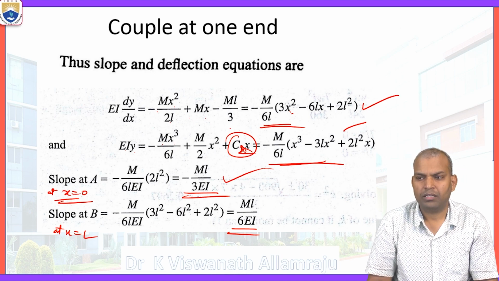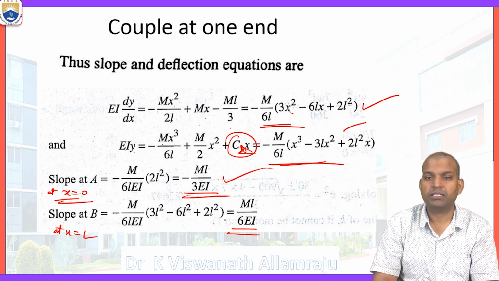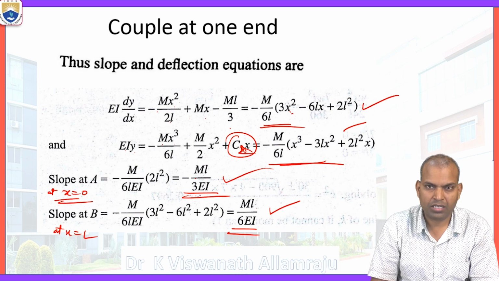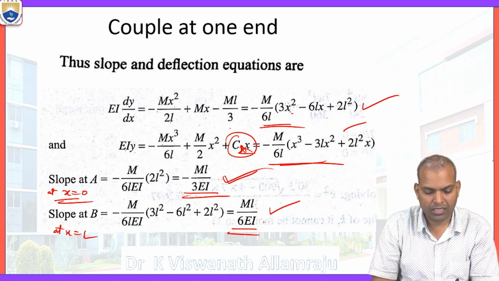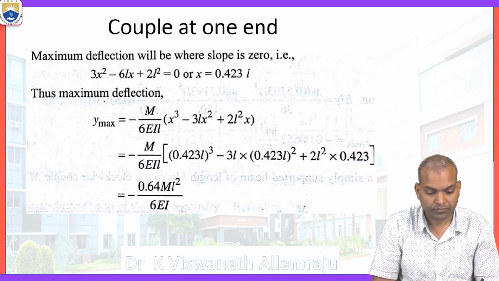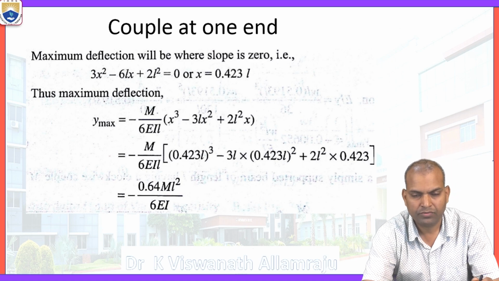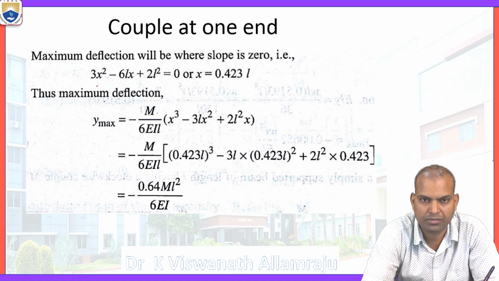Okay, it is ml by 6EI. This is minus ml by 3EI. Alright, ml by 6EI and ml by 3EI. Now for the case of couple at one end, we have to find out the maximum deflection.